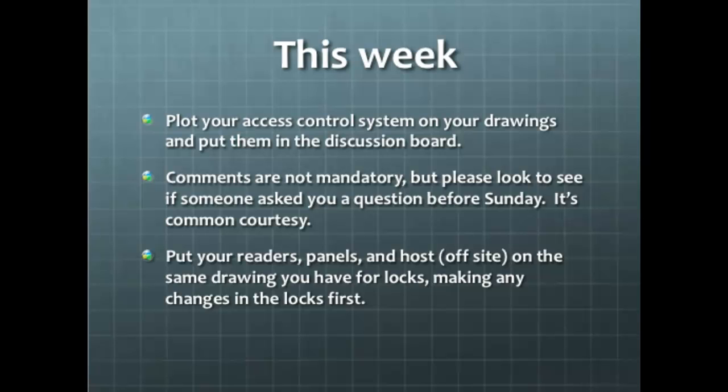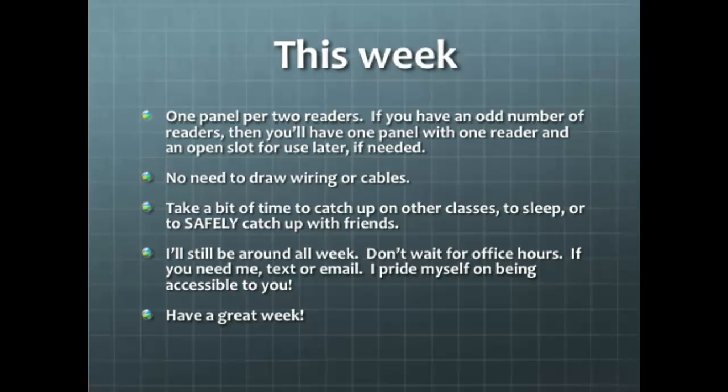Real quick, one thing that hung up people in previous courses on this: one panel for 2 readers. There are panels that hold more, but we're going 1 for 2. If you have an odd number of readers, you can't squeeze a third one onto a panel, and you can't say, I want to buy half a panel, okay? You'll have capacity later on. You'll have an open slot, right? There'll be 2 slots to put readers in that panel, essentially the wiring, the boards to connect to them. You just save that for later. We may end up using it for something. No need to draw the wiring or the cables. Again, that was something that hung up other people.